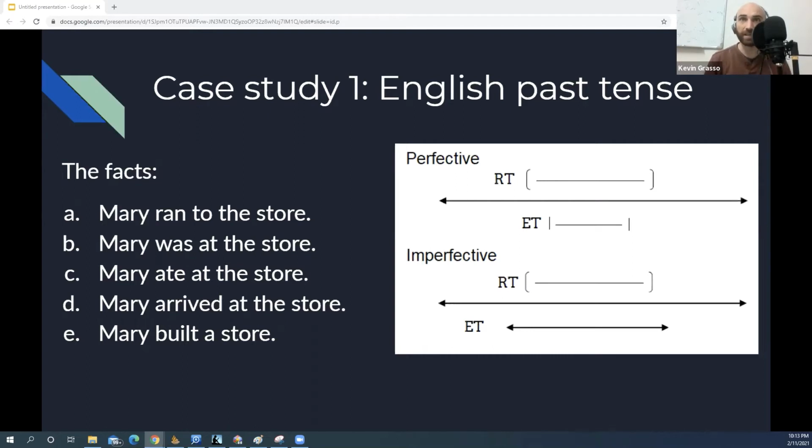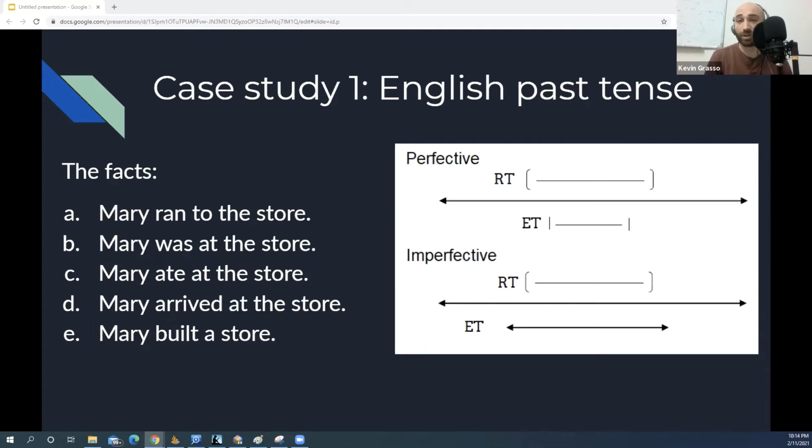So it can be this perfective interpretation where it's Mary was at the store and she's no longer there, or it can be this sort of imperfective interpretation where it's Mary was at the store and she might still be there, right? So that's the crucial point. Whereas with Mary ran to the store, you really can't say Mary ran to the store and she's still running there, right? That's just bad, because if Mary ran to the store, she's already there. She can't still be running there.